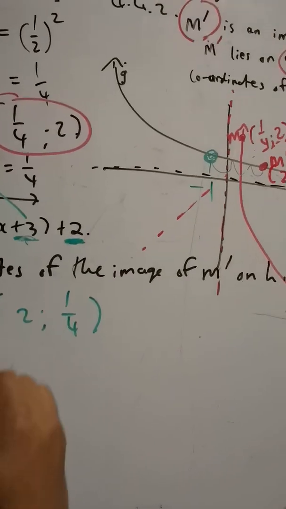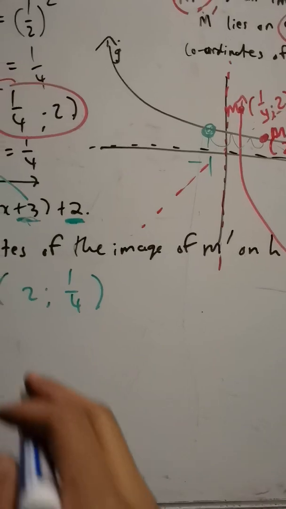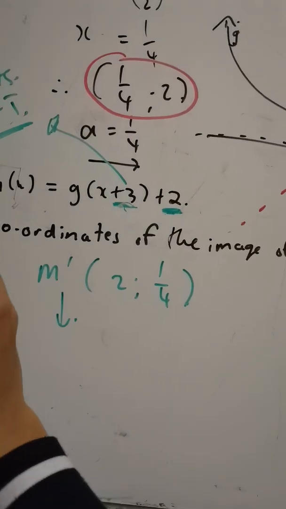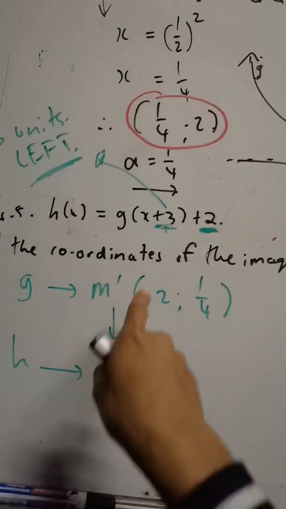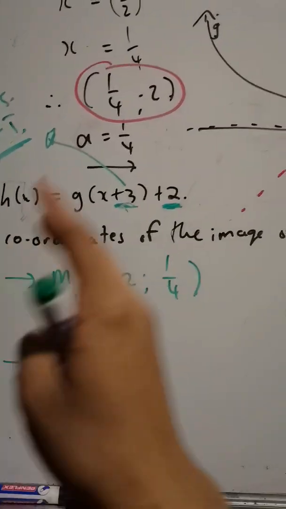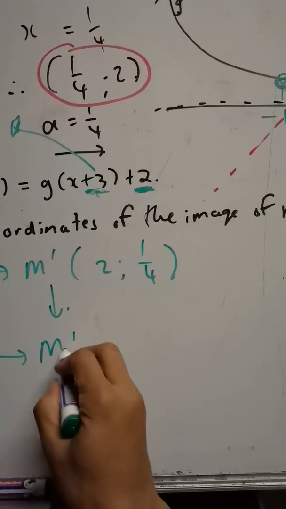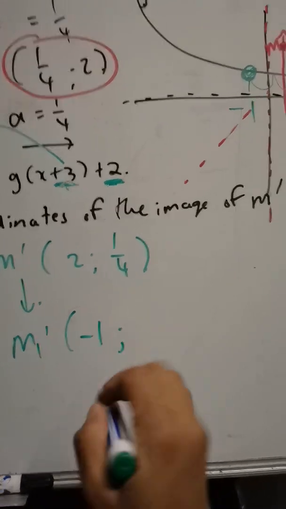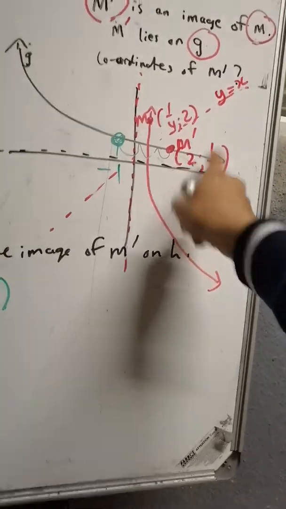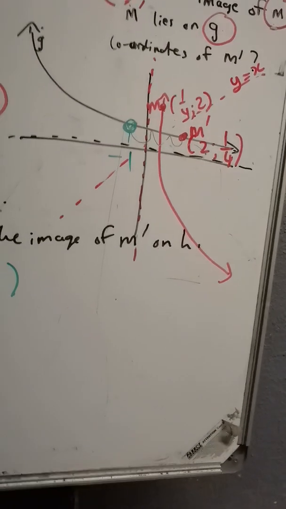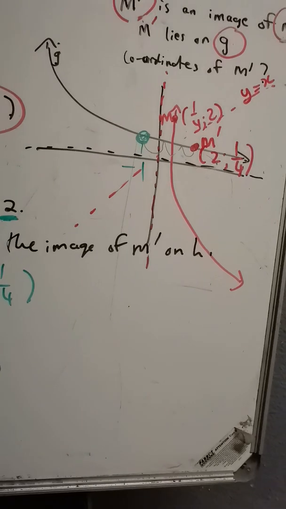So this was the coordinates on g, but now we have to get the coordinates of m dash on h, which is the translated graph. So the new x coordinate would be minus 1. We see 2, it was actually 2 minus 3, which gives us minus 1, because we're going 3 to the left.